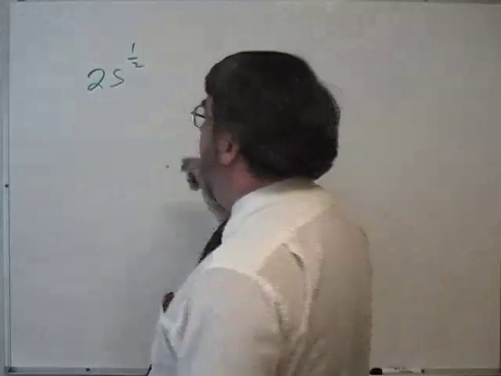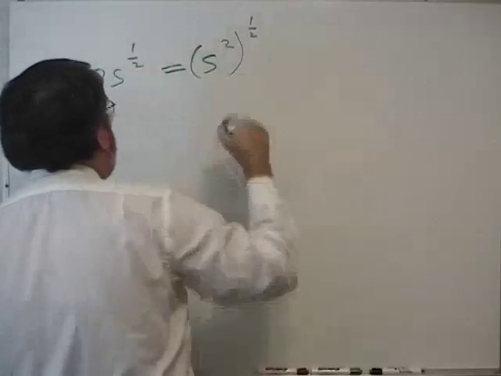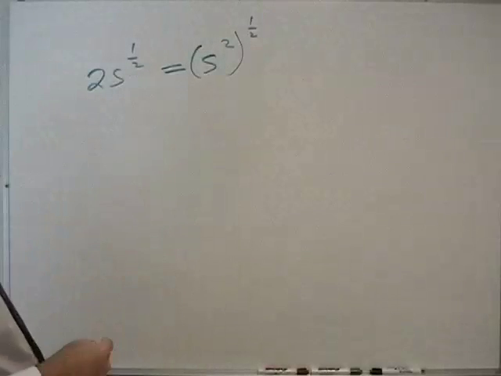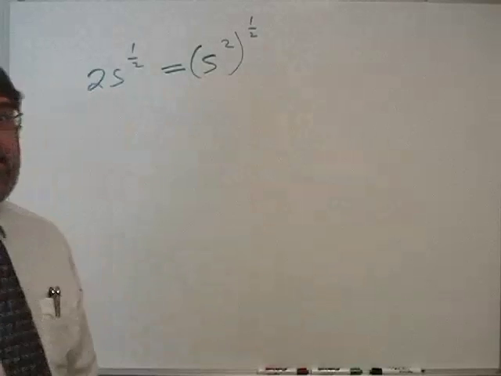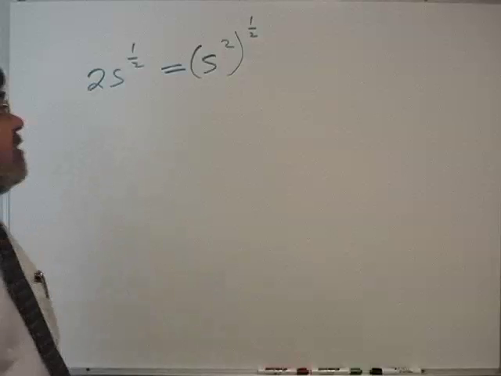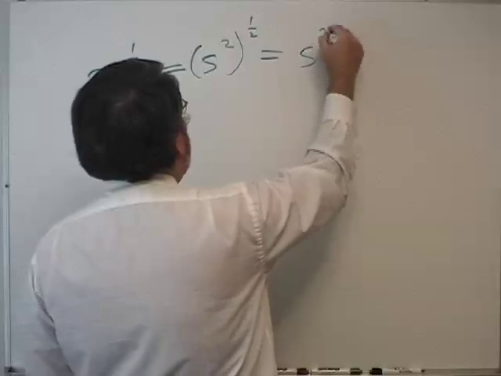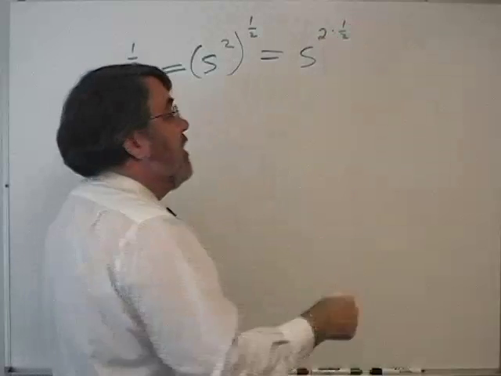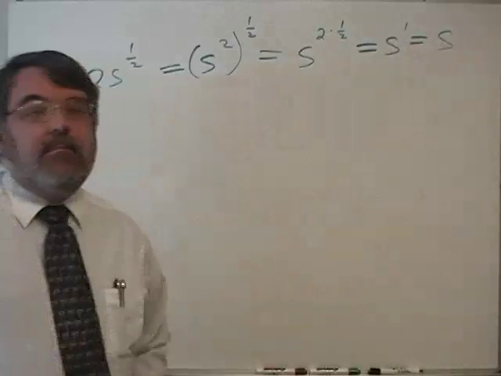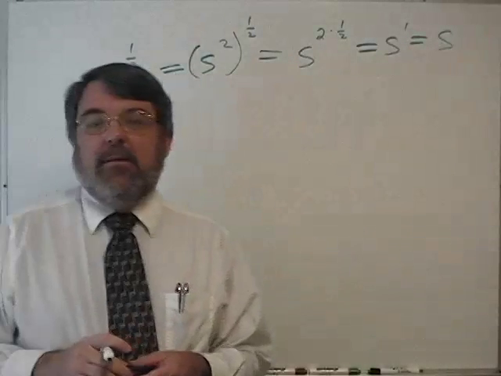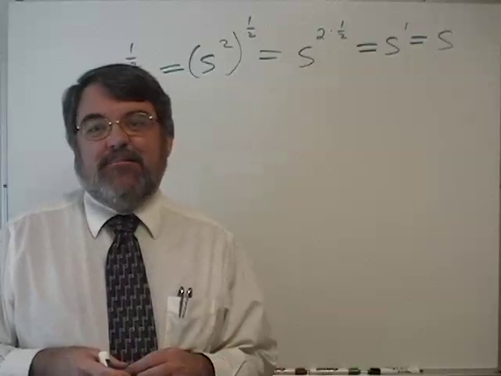Because 25 is 5 squared. And so if the power rule of exponents works, then that means when I remove these parentheses, I should multiply these exponents together. So by removing parentheses, I have 5 raised to the 2 times 1/2. 2 times 1/2 is 1. So 25 to the 1/2 power equals 5, which you probably recognize as the square root of 25.